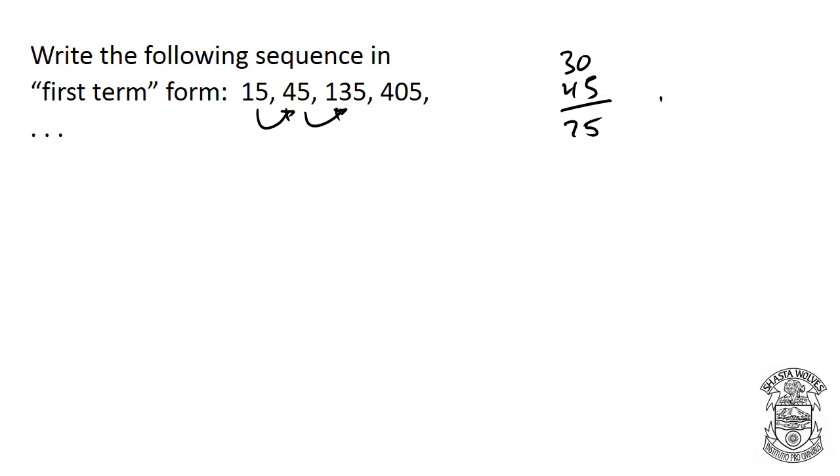If I was going to write that as an equation, it would be y equals a times b to the x, where, of course, a is my first value, 15, and b is the common ratio. For this one, it's 3. Now, this is not first term form, is it? No, because if I plug in a 1, I end up getting the number 45 out of it. And when I plug the 0 in, I would get 15.